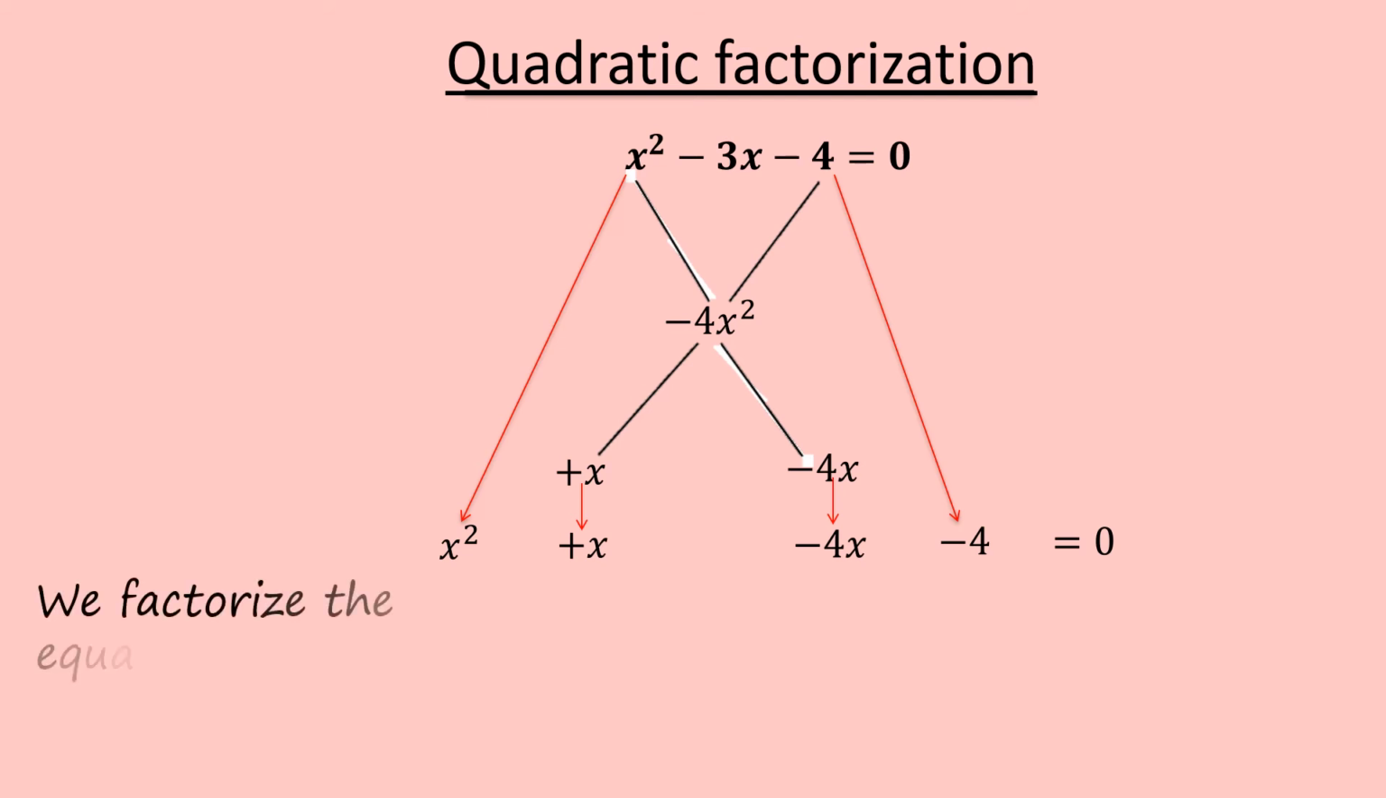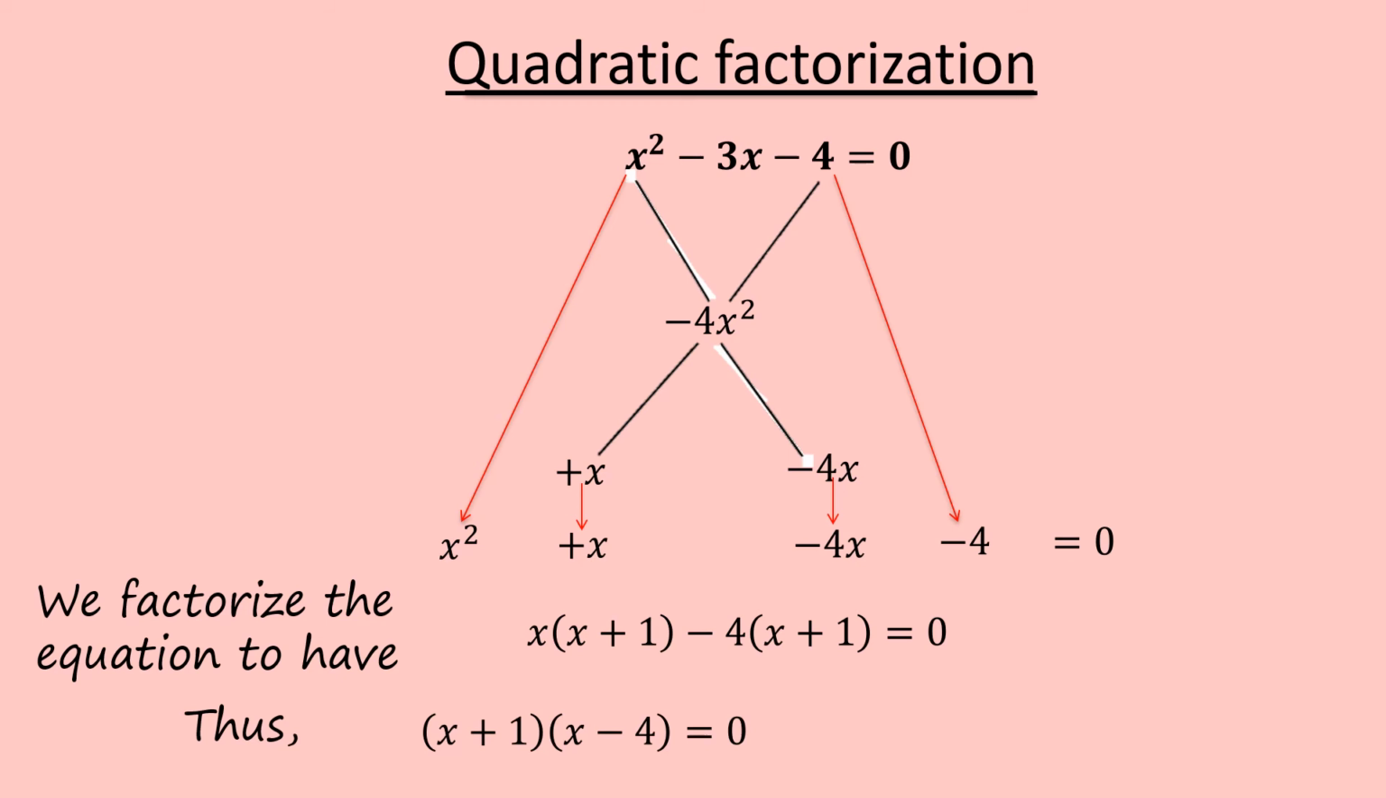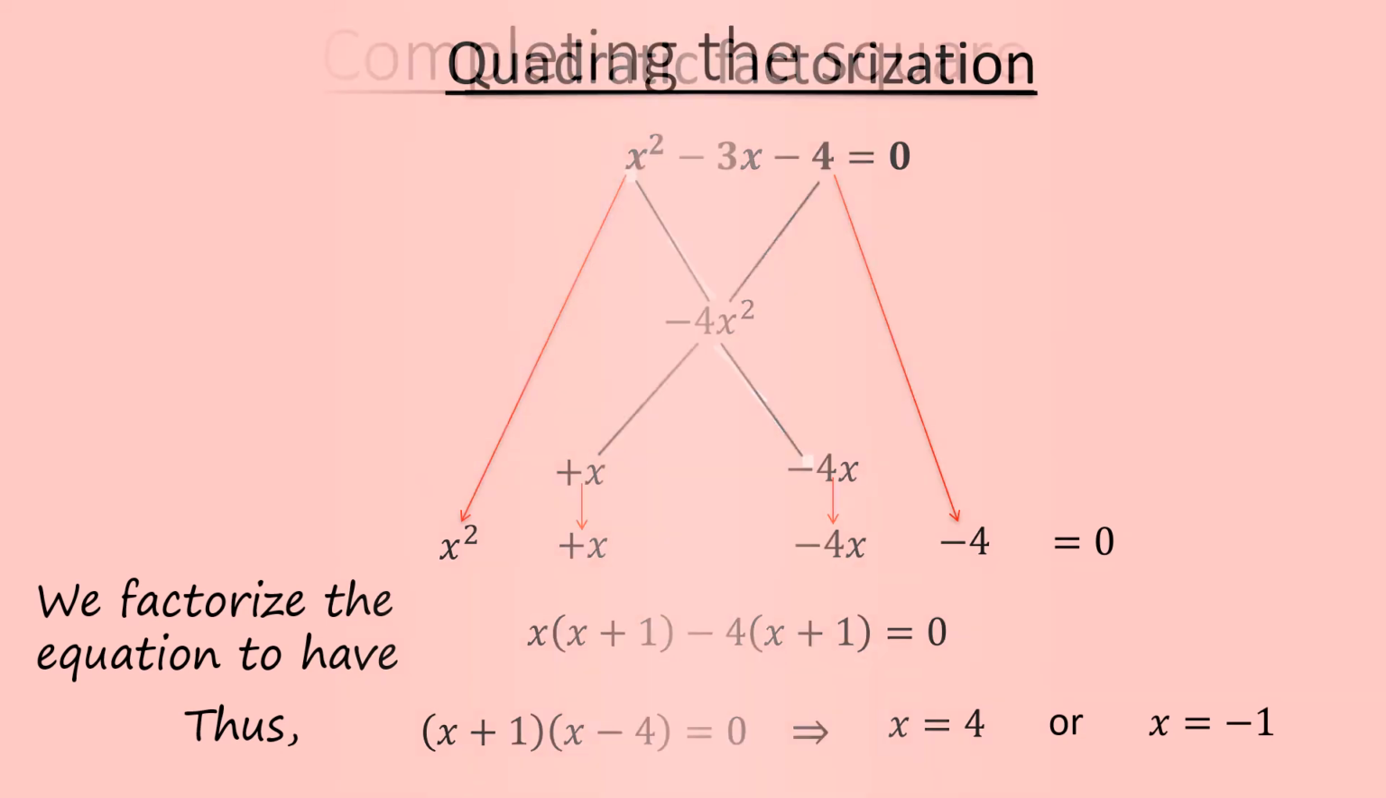The next thing we have to do is factorize the equation to have x into bracket x plus 1 minus 4 into bracket x plus 1 equals 0. Then we have x plus 1 and x minus 4 equals 0. When we solve that, we arrive at x equals 4 or x equals minus 1.